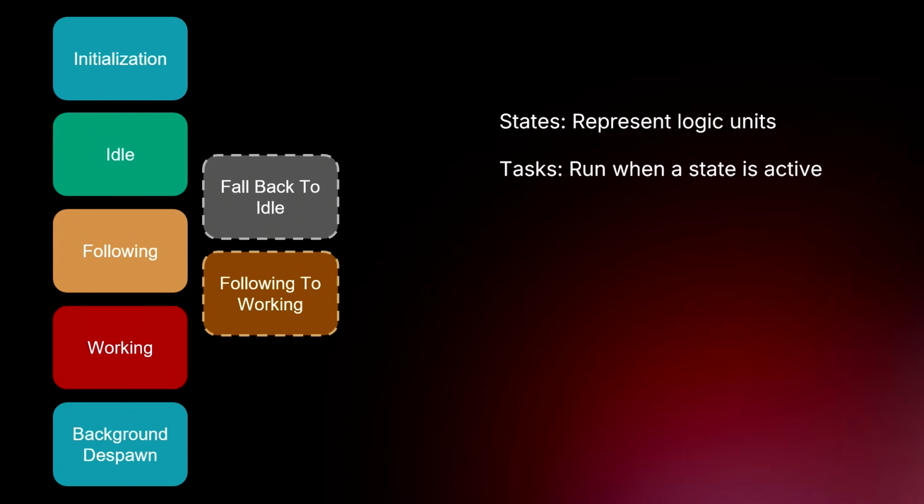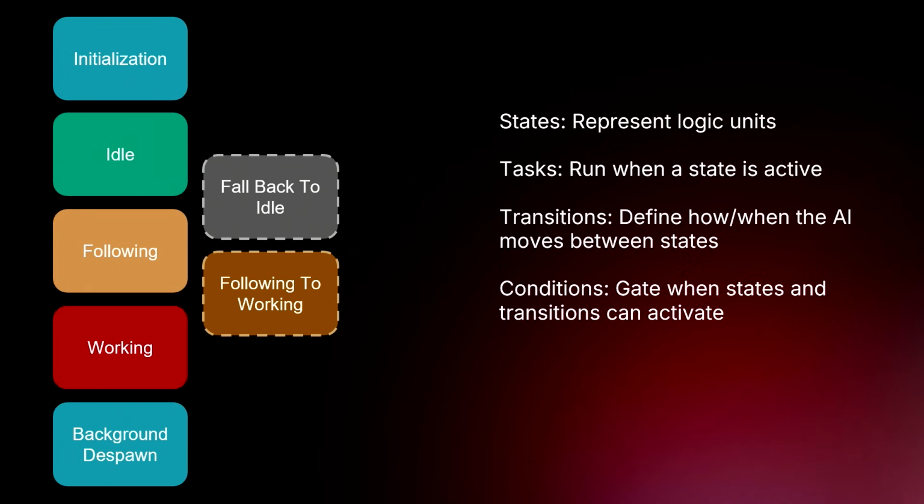We have states, which represent a logic unit. In our example, idle will be a state, and following is a state. Then we have tasks. Tasks run when a state is active. For example, in the idle state, the ants will execute tasks including finding a valid location to move to, moving to that location, resting there, and repeating after that. We also have transitions and conditions.